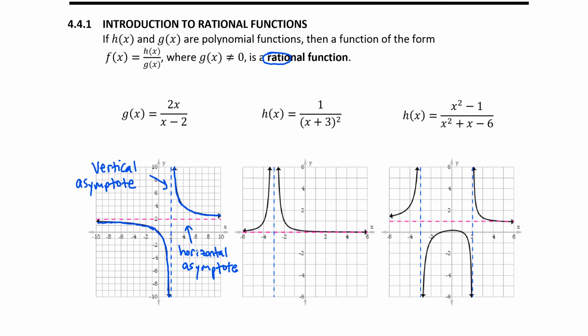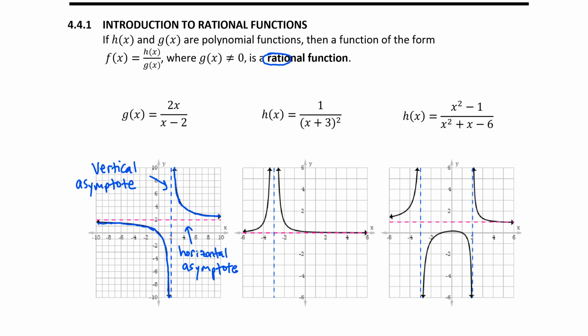Looking at the next example, notice we have one vertical asymptote here in blue. Remember, when we write the equation of a vertical line, it is x equals a constant. So the actual equation of that vertical asymptote would be x equals -3. This particular graph also has a horizontal asymptote on the x-axis. Remember, the form for the equation of a horizontal line is y equals a constant. So in that case, it's y equals 0.